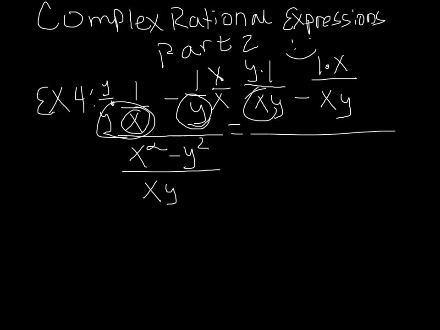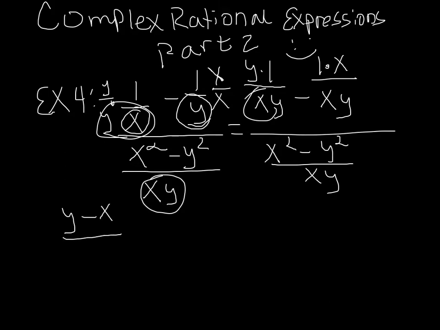Now on the bottom, in our denominator, that's already pretty nice because we just have this xy term, so we don't really need to do much just yet. For right now, I'm just going to rewrite that as x squared minus y squared all over xy. Then let's look at that top again. Now I can simplify that down: y times 1 is just y, and 1 times x is just x. So I have y minus x all over xy.